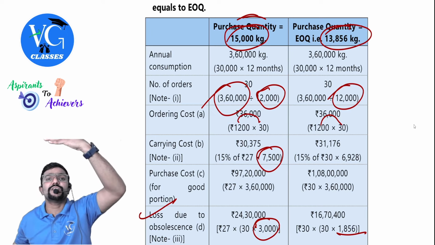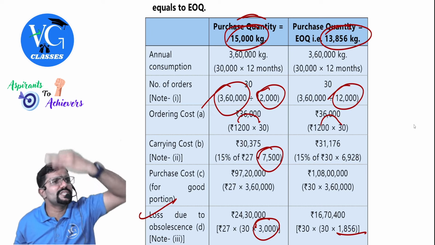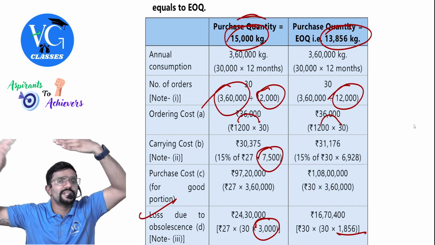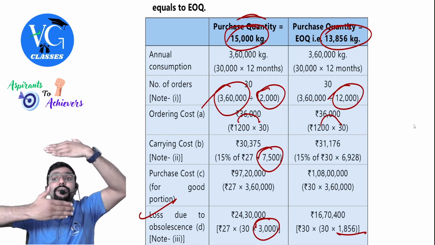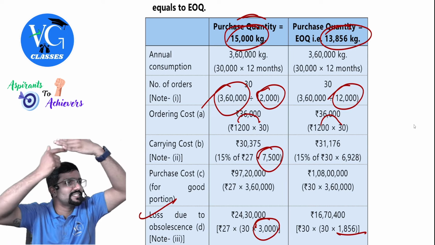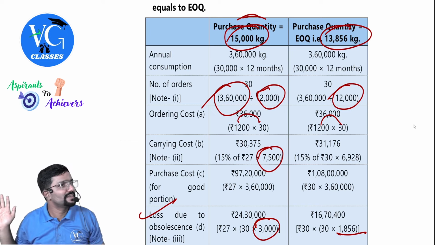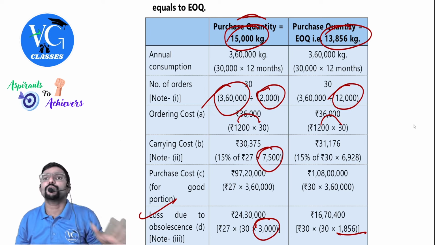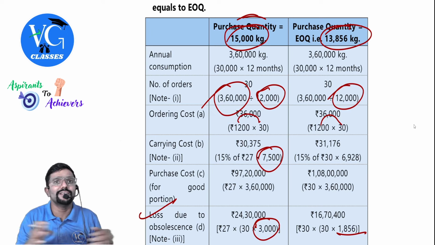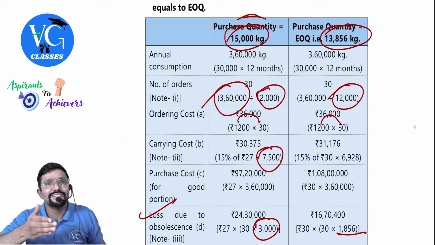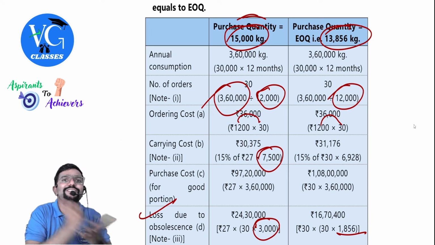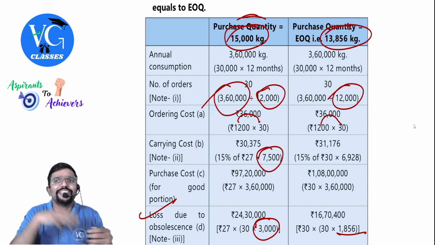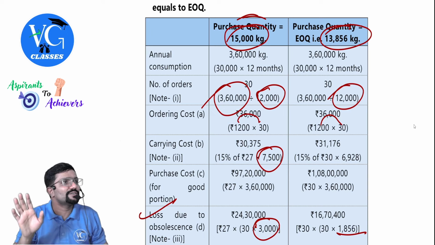So 3,60,000 total raw material I have to use in a year. Divide it by, for each order, how much will I use effectively? 12,000. So 3,60,000 divided by 12,000 I did. Clear? Whereas for carrying cost calculation, I am taking the actual quantity you are placing the order. Because if I purchase 15,000 units, I have to look after how many units? 15,000. No, sir, anyway 3,000 is waste. I will look after only 12,000 units.